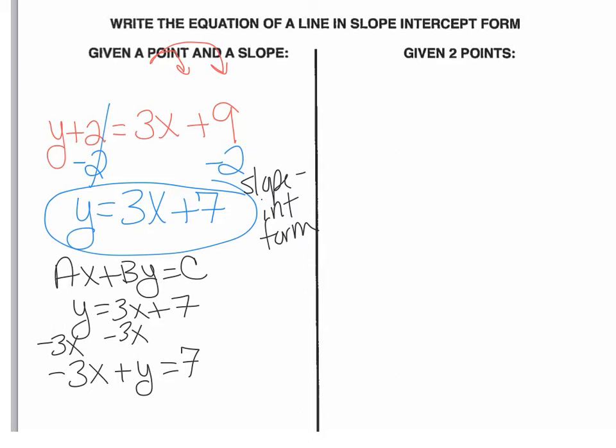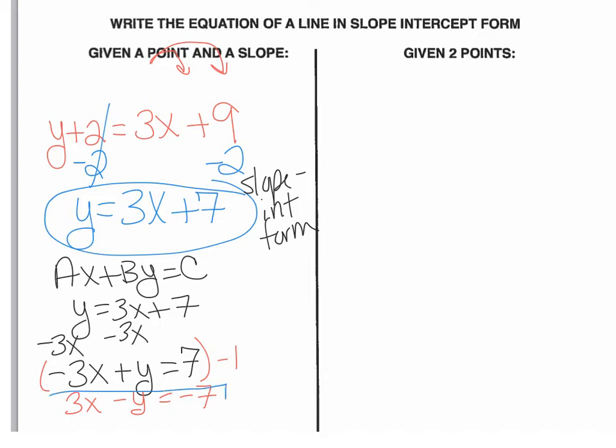Now we're almost done. We just have to check our two rules. The first rule is that a has to be positive, and since we have a negative 3 right there, we need to fix that. So I'm multiplying through by negative 1, and that will give me positive 3x minus y is equal to negative 7. The second rule we need to check for is that there are no fractions. And lucky for us, there are no fractions to deal with.